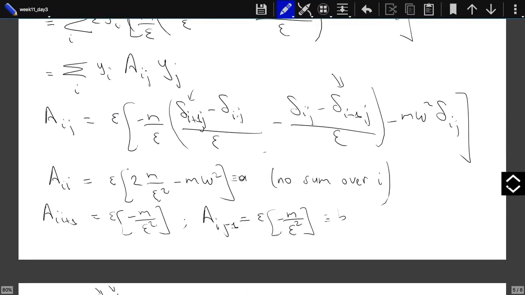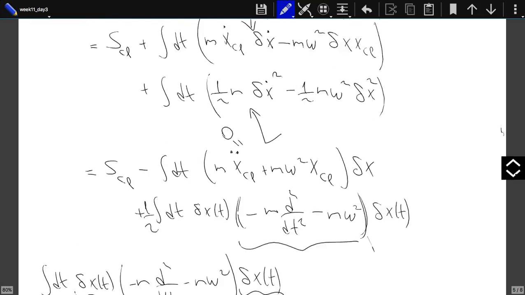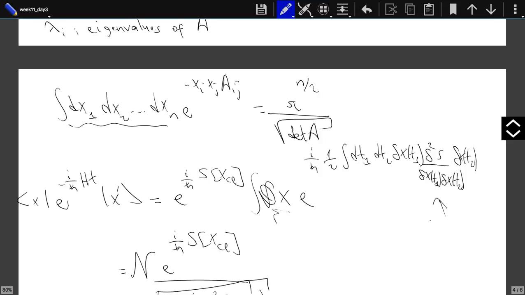You see, our matrix A actually contains an i. Remember, we have this part, the action, but the action will be multiplied by i over h bar. And what we know is, what we had proven, if we have a matrix whose exponent is minus xi, xj, aij, then the integral is the determinant of A. And our condition will be the eigenvalues of A should have real parts that are positive. That is our condition.